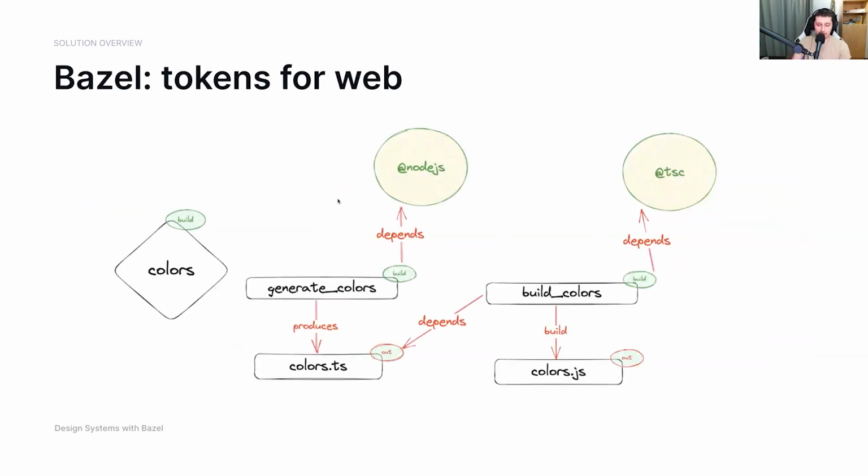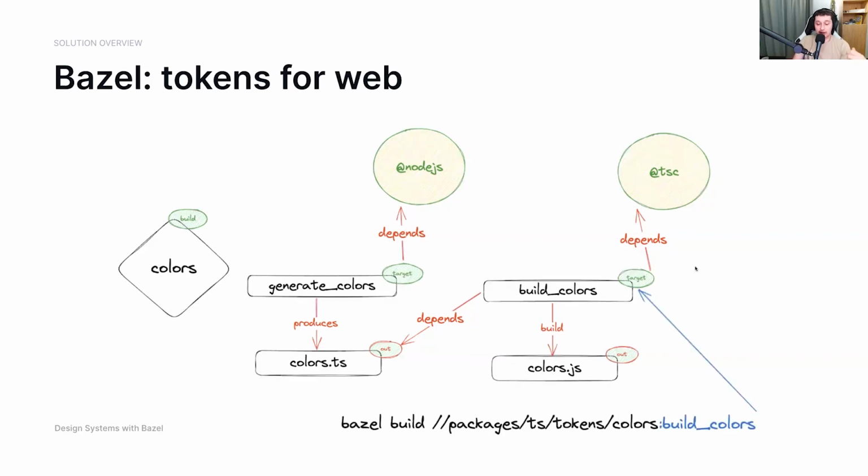How, for example, does our colors pipeline look? First of all, we have a target called generate colors. It uses our Node.js toolchain, and it produces a TypeScript file. We have another target called build colors, which depends on the generate colors output and produces a JavaScript file. And for this task, we are using the TypeScript compiler toolchain. And how we use it: we invoke Bazel build, the path to our packages, and the target, like build colors. And it automatically understands, okay, in order to build it, I first need to run generate colors, and then I can run build colors, and then I can output colors.js. So that's how it works.